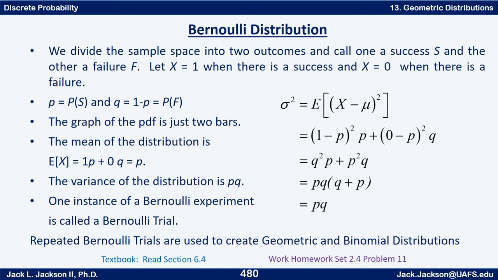So in general, a Bernoulli distribution is where we divide the sample space into two outcomes. One we call a success and the other a failure. Before we go any further, don't put a value judgment on those words success and failure. A success means we successfully got whatever it is we're counting. It does not mean that's a good thing or a bad thing.